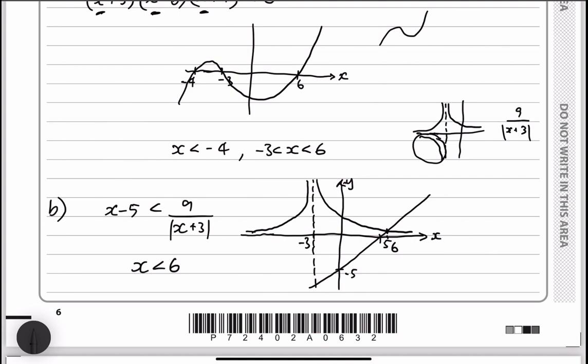However, there's one extra little bit here because the asymptote is a point where the curve cannot exist. That means the curve is not greater than the line at that point because there is no curve at that point. So we need to put on a little x cannot equal minus 3 caveat onto that. And that is question 2 finished.